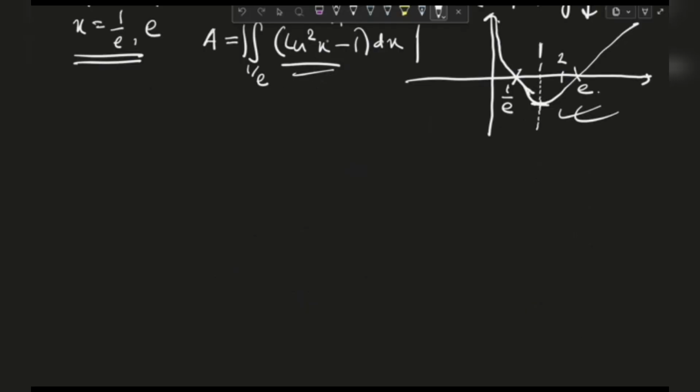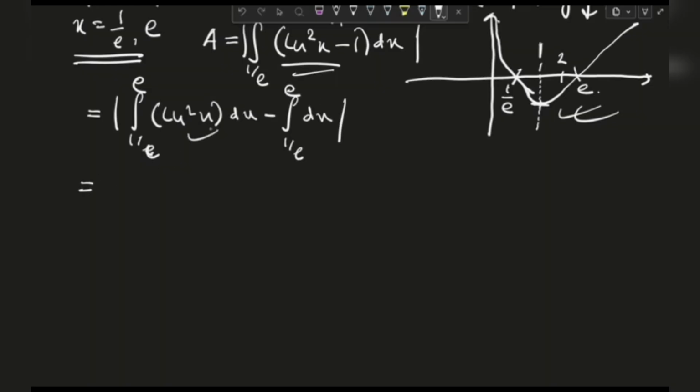So now to solve this, the minus 1 we can keep outside the integral, like not a constant, but this is something else. It will evaluate to e minus 1 by e. Anyways, ln²x now we can do by parts. Let's do that. So we can write this as mod of integral from 1 by e to e of ln²x dx, and minus of integral from 1 by e to e of dx. So now let's apply by parts to this.